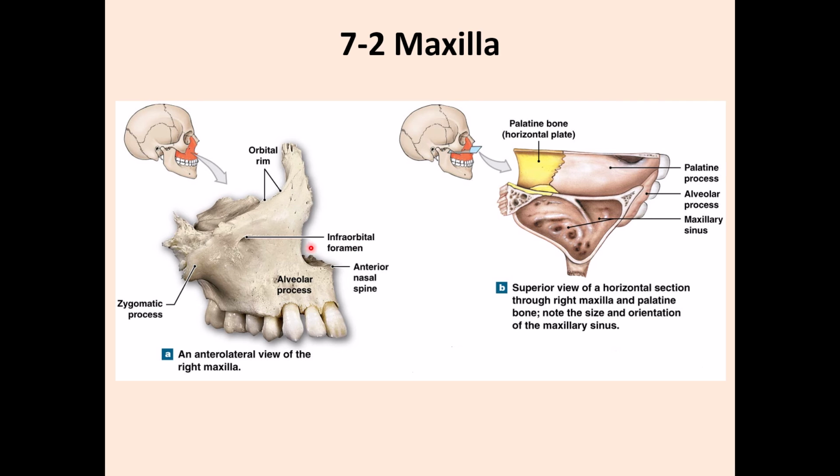You'll also have the infraorbital foramen, and the content of the infraorbital foramen is the infraorbital artery, nerve, and vein, so all three of them together. Similar to the supraorbital foramen, the content is with the same name, so supraorbital artery, nerve, and vein, same idea.